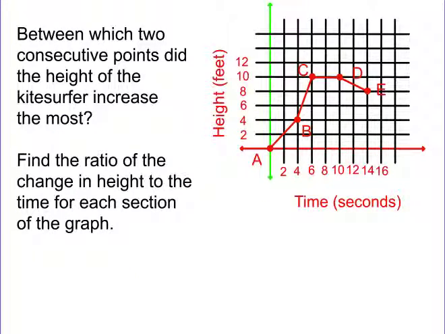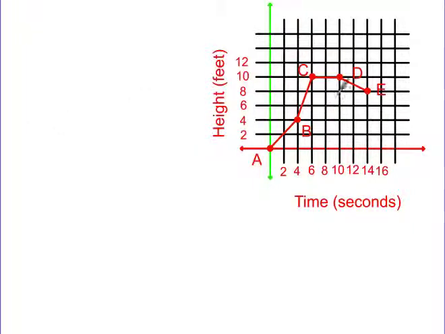I took this one straight out of one of the examples in the book about a kite surfer. Between which 2 consecutive points did the height of the kite surfer increase the most? Find the ratio of the change in height to the time for each section of the graph. And so what this problem wants us to do is find the rate of change for all 4 sections of the graph. You have A to B, B to C, C to D, and D to E. That's 4 sections of the graph. And so all we would have to do is find the ordered pairs for each of those points and find which one had the greatest rate of change.